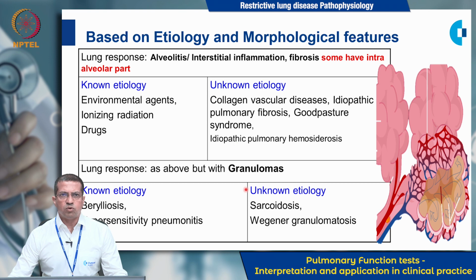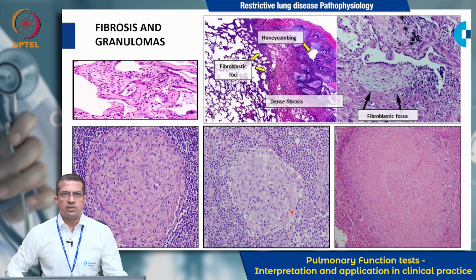In the same way, if you take granulomas, here also we have known etiology and unknown etiology. In known etiology, most of the allergic substances will cause thickening of the alveolar wall by means of granulomatous inflammation. And in unknown etiology, we have one famous disease called sarcoidosis. We don't know what the real triggering agent is, but it causes granulomatous inflammation of the lung. So, let us see all these things in detail in the coming slides.